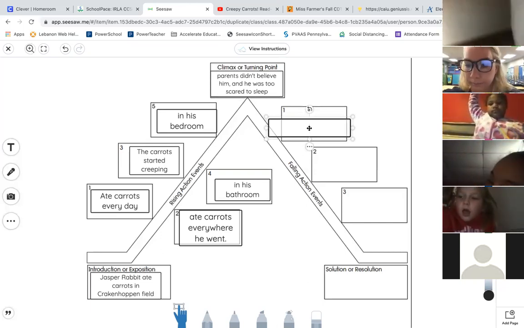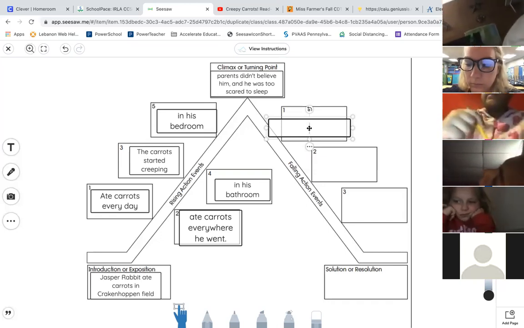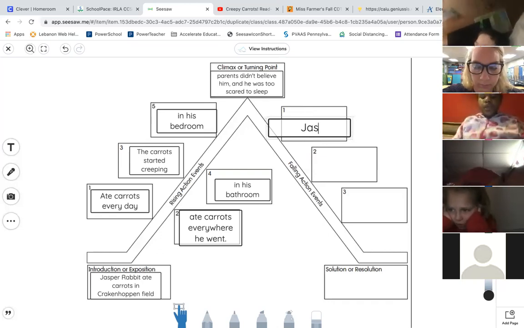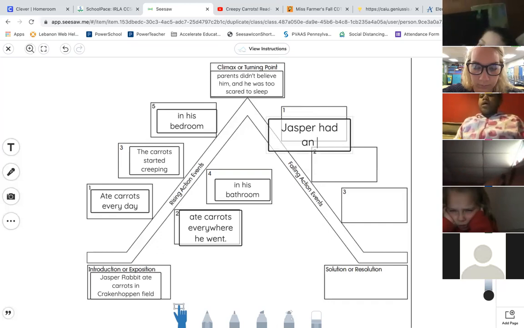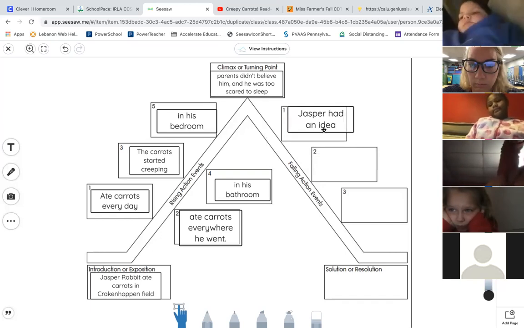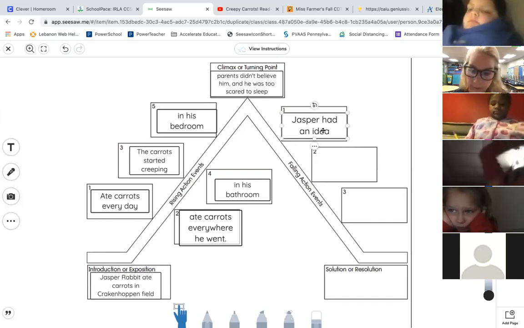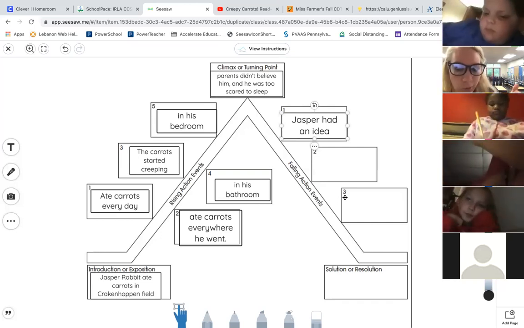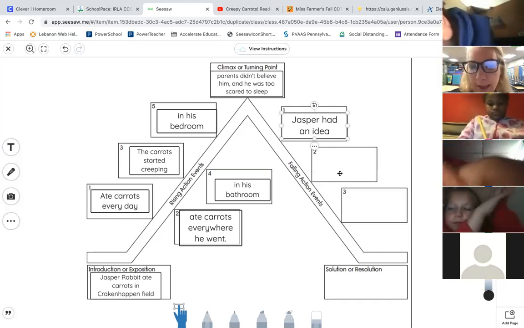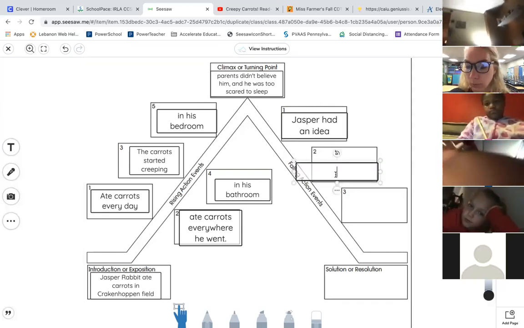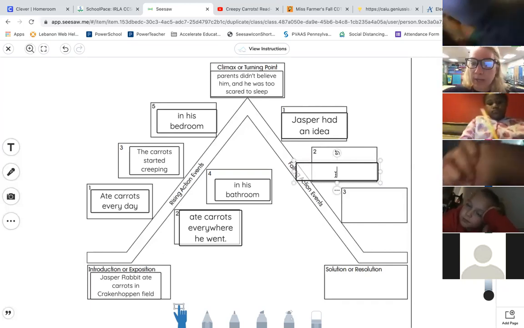Go ahead, Zahana. He had an idea to make a gate with water and stuff in it. You're right. He made the gate with the water and the whole moat thing going on. But since it needs three actions that happened in the falling action, we put he had an idea as just one. So he had an idea, and then what's the next action?